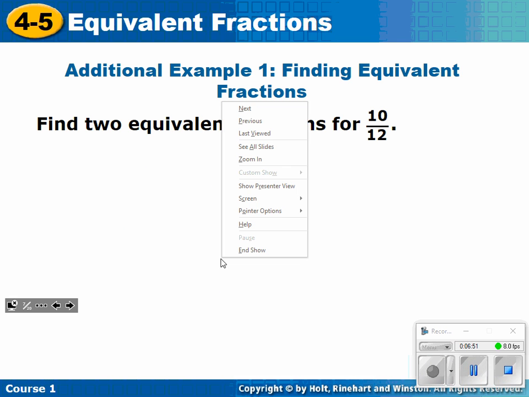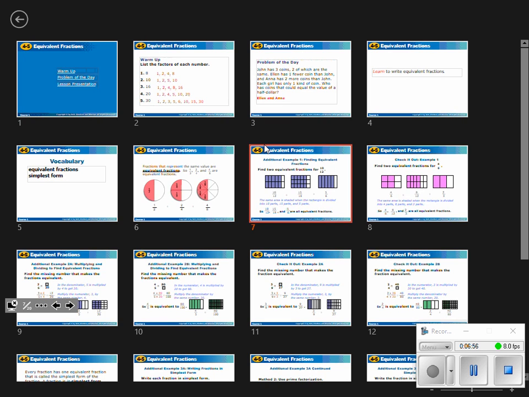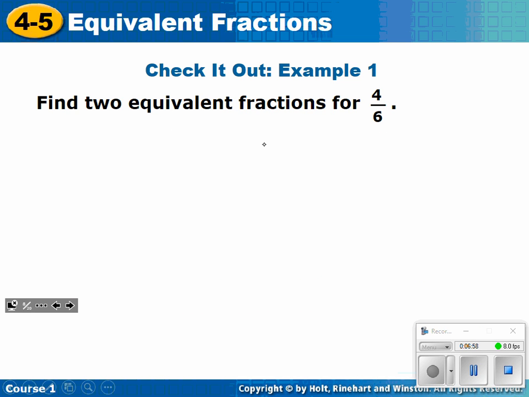All right, next thing. On your whiteboards. Give me 2 equivalent fractions for 4 over 6.